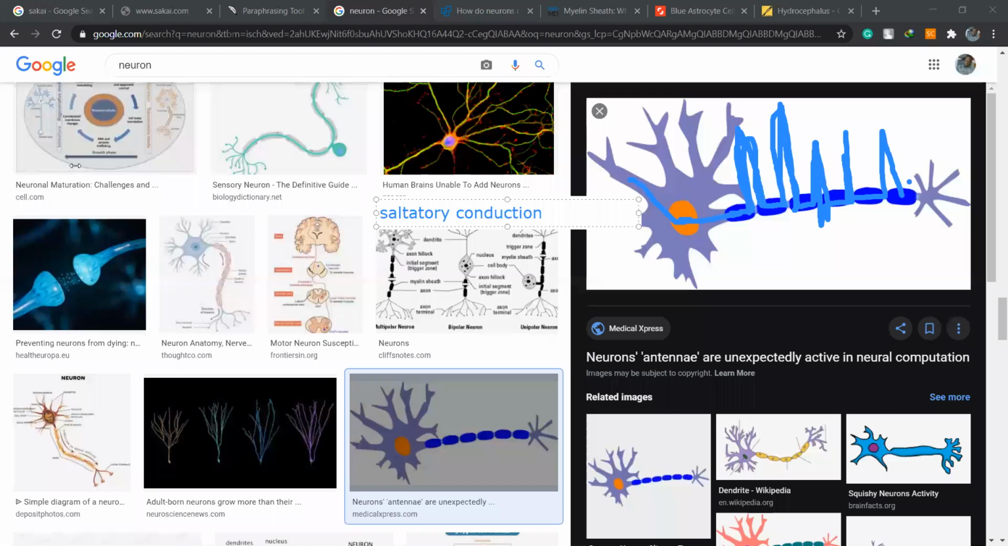Okay, Richie. Yeah, so to my understanding, it is the rate at which information jumps from one node of Ranvier to the other in the axon. Exactly. In a myelinated axon, you need to indicate that, not just an axon. Okay. Exactly. So it happens when action potential moves from one node of Ranvier to the other within a myelinated axon. Simple.